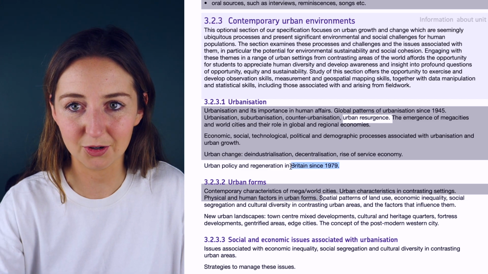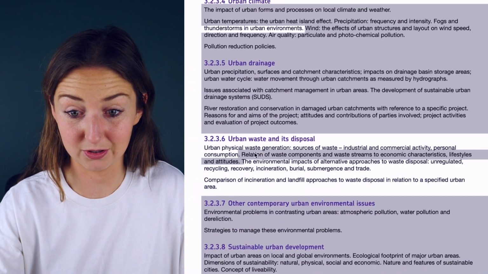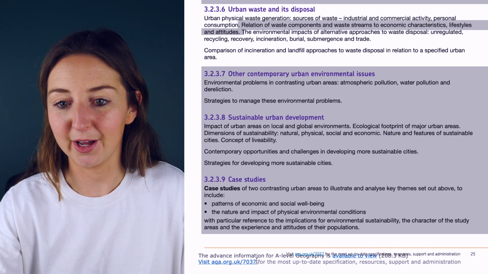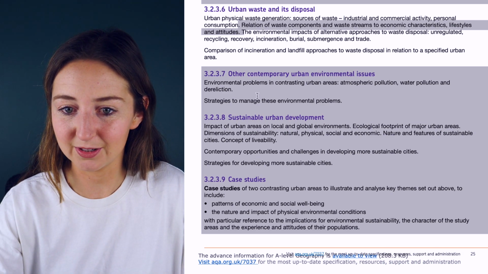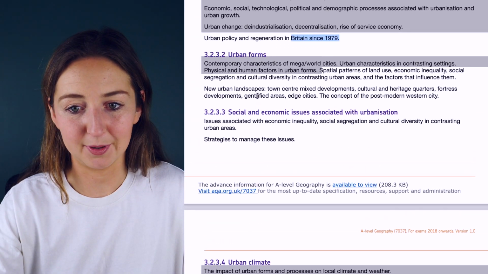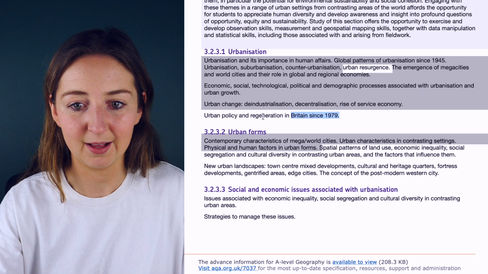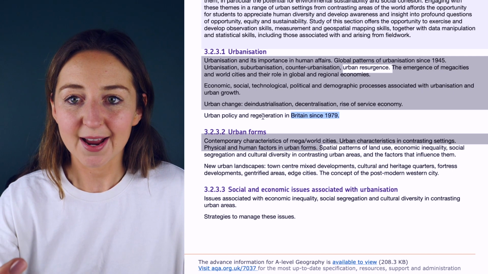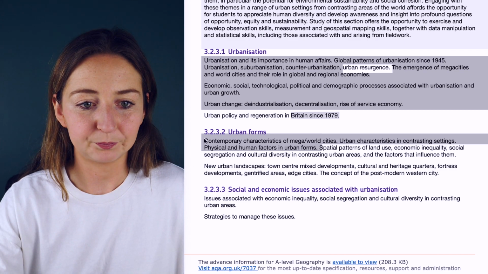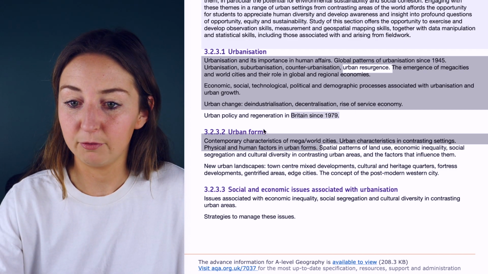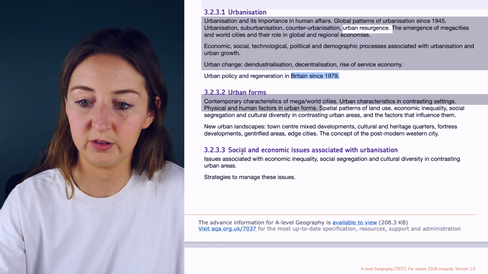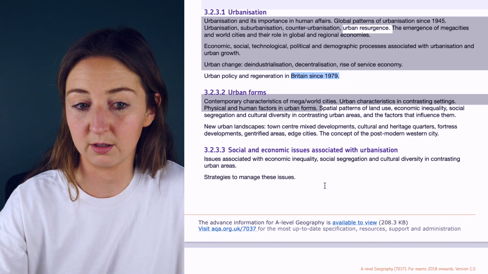So check you can answer 20-mark questions on all of this, because I feel that quite a lot of urban has been taken out. Like, this is not included case studies, sustainable urban development, urban drainage is out, urban climate, not lots of it. And so just check 20-mark questions can come from any part of the spec. Most of urban forms is in. Social and economic issues associated with urbanisation is untouched.